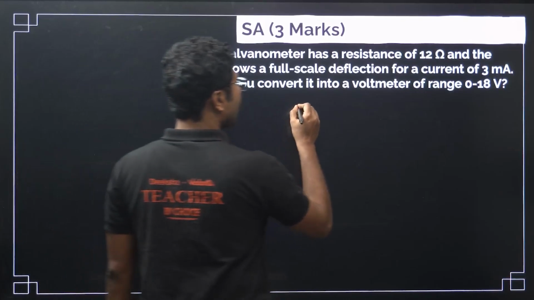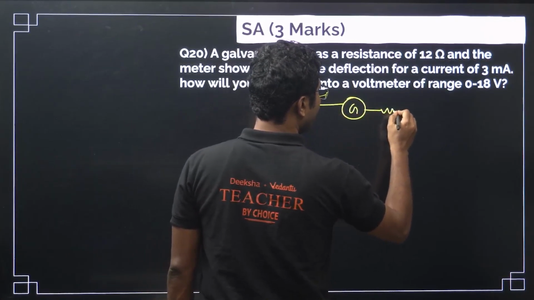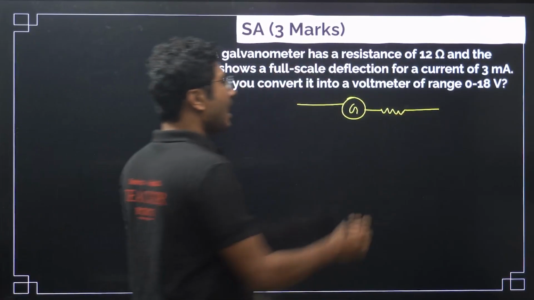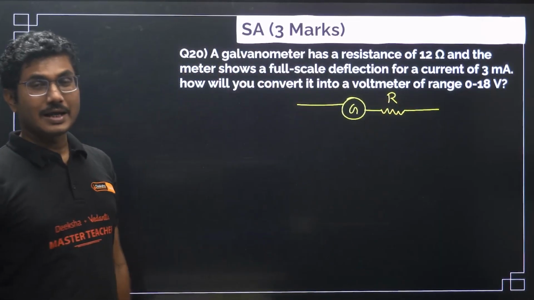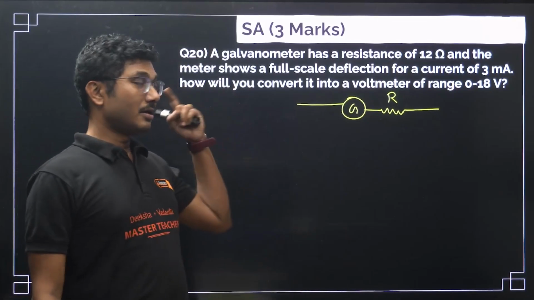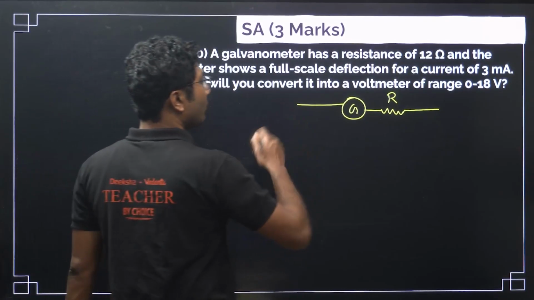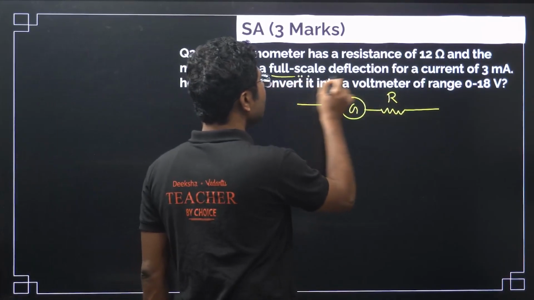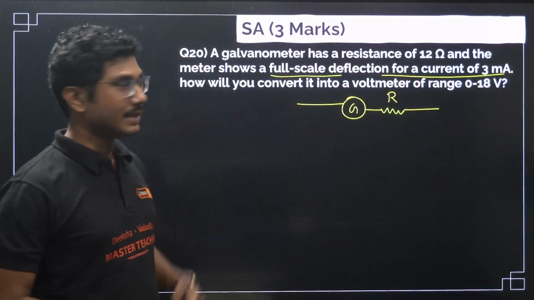So, here we are converting a galvanometer into a voltmeter. So, what you have to do, you have to connect a high value resistance in series. For converting a galvanometer into an ammeter, you have to connect a low value resistance in parallel, right. Now, full scale deflection means, what is the meaning of this? Full scale deflection for a current. This is very, very important.